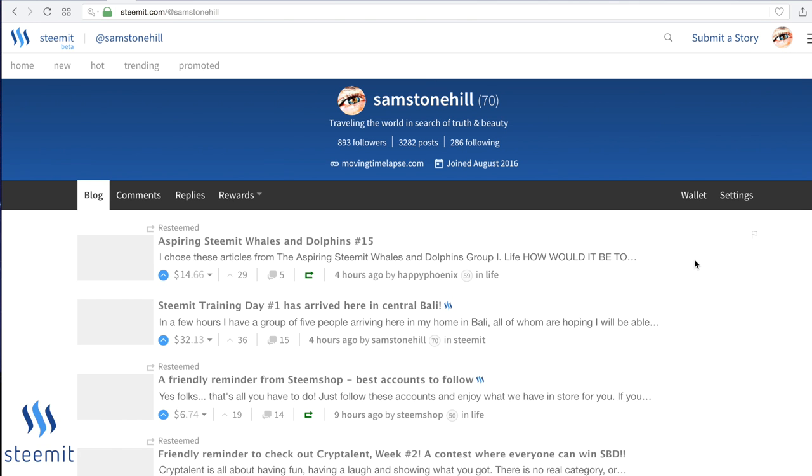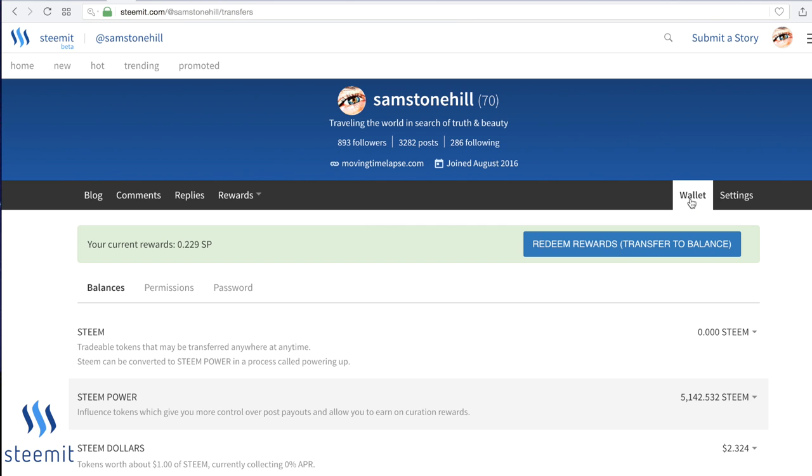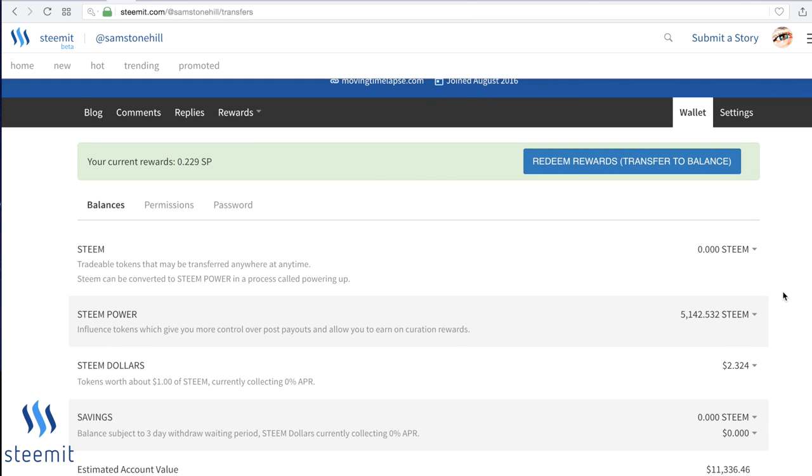But hang on. Before we go to posts, let's talk about your wallet. You have automatically a wallet, and you will automatically be given 6 Steem power as a gift from Steemit. So you'll have 6 Steem in there. 1 Steem power is worth $2.30 currently.